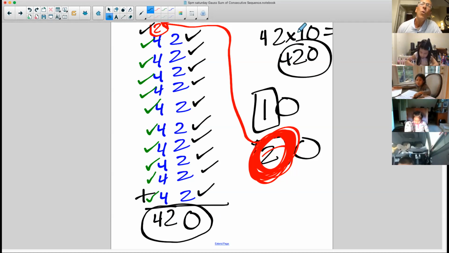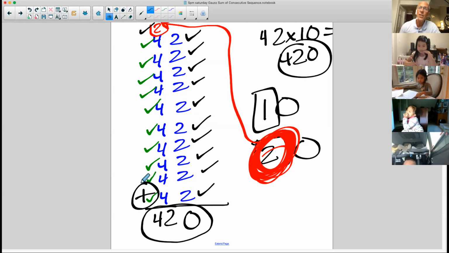Now, guys, which one was faster? Multiplication by 10 or adding 42 tens? Come on, I know that you know the answer to that. This is addition, and this is multiplication. Which one was faster? Larry, I can only see the top of your head.